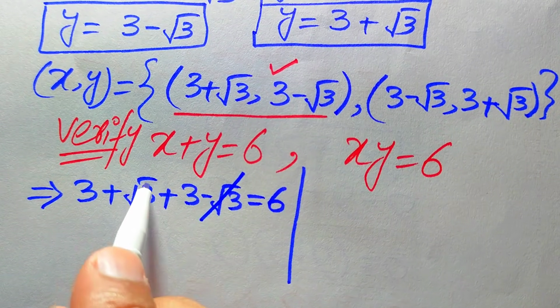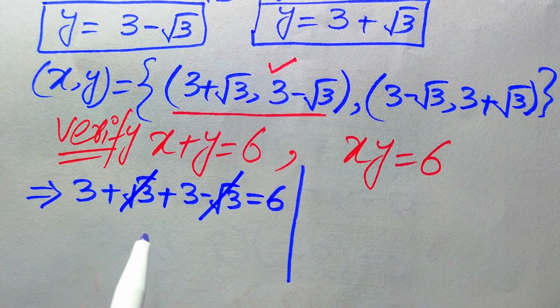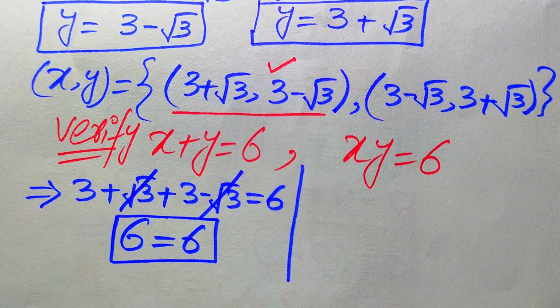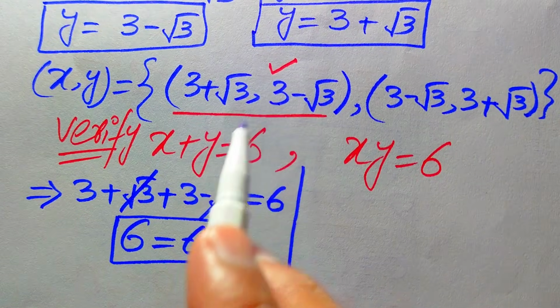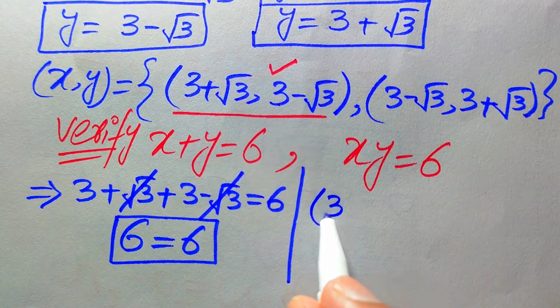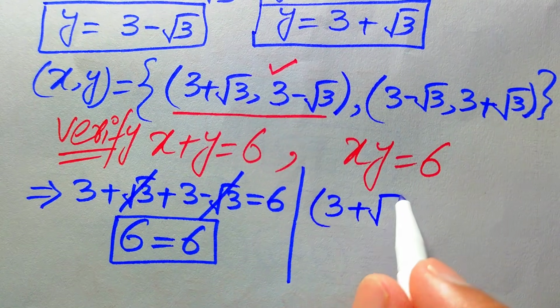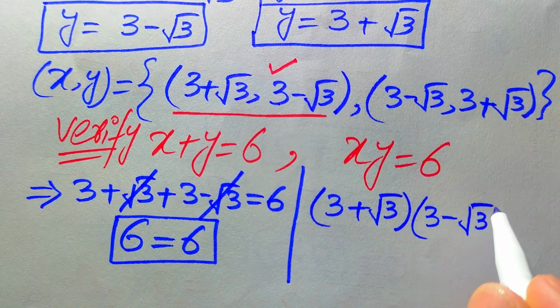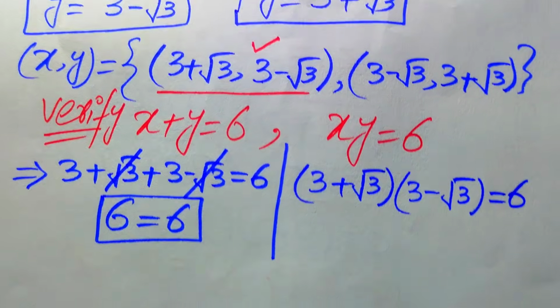You see that the negative term and positive term are gone, and we get 3 plus 3 becomes 6 equals 6. This shows that both of the sides are equal. It means that these two values satisfy the first equation. In the same pattern, we verify the second equation. The value of x is 3 plus square root of 3, and the value of y is 3 minus square root of 3, and the product equals 6.